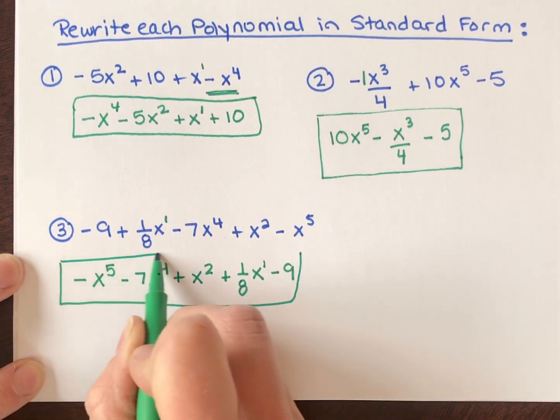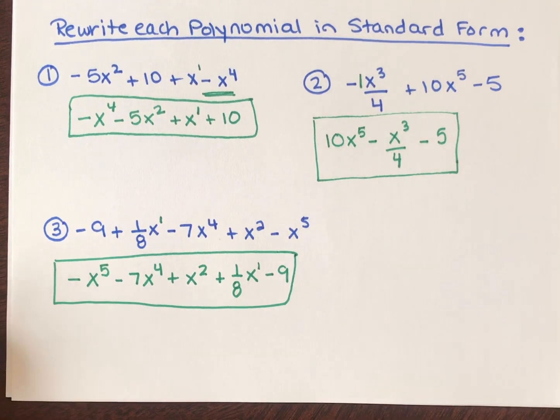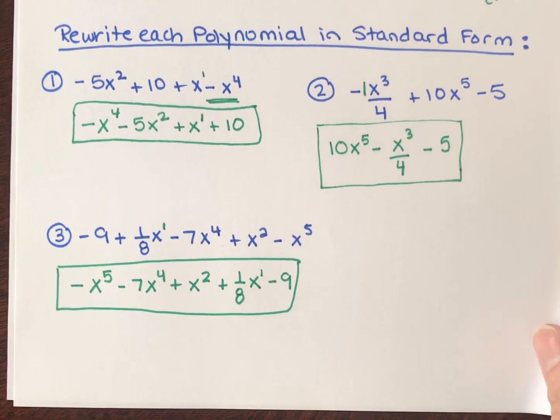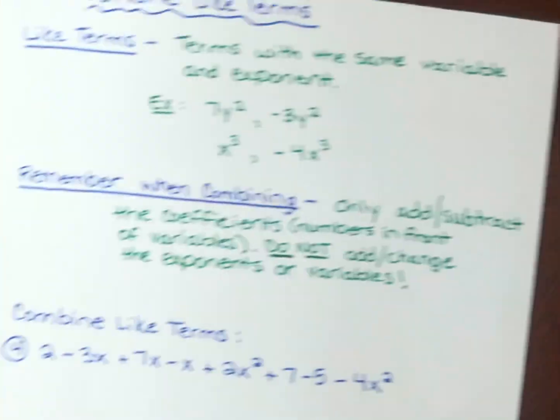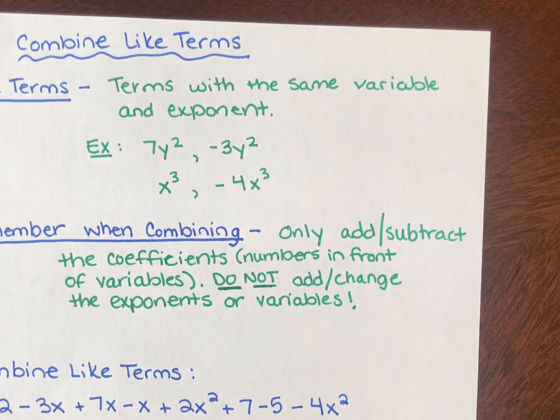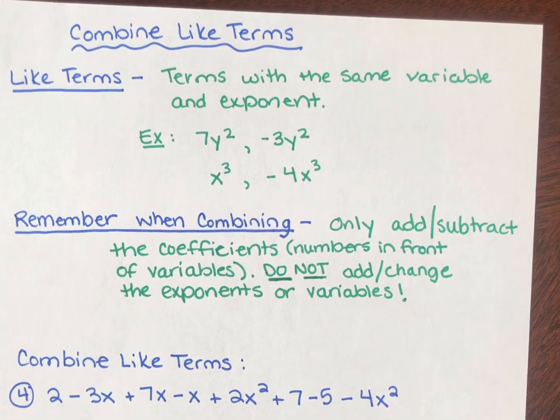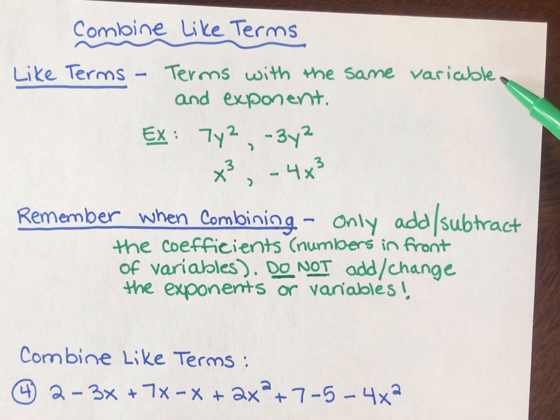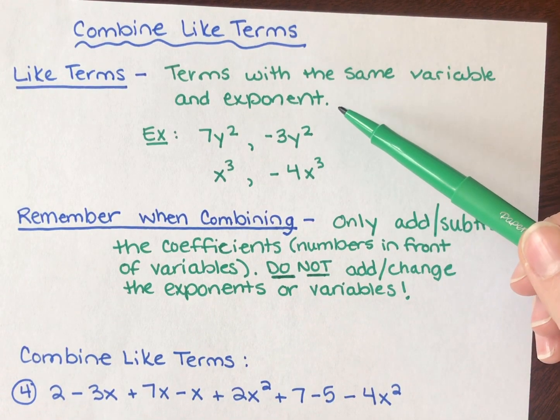All right. So putting something in standard form just means making sure all of your exponents are in order from biggest to smallest. What I want to do now is just a refresher on combining like terms. So we did combining like terms in the beginning of the year. Remember, like terms are terms that have the same variable and the same exponent.